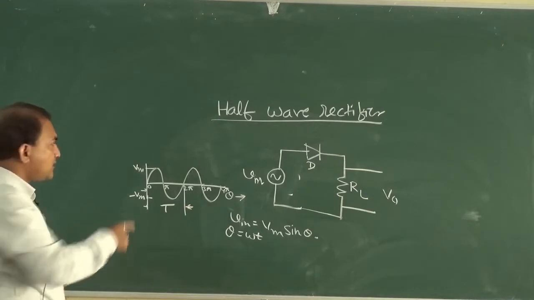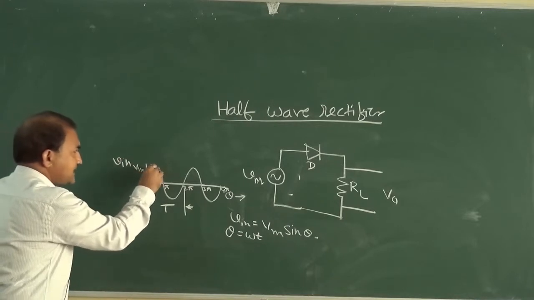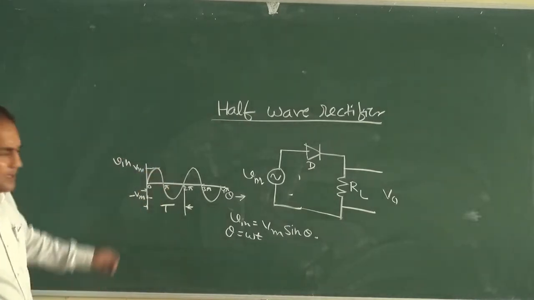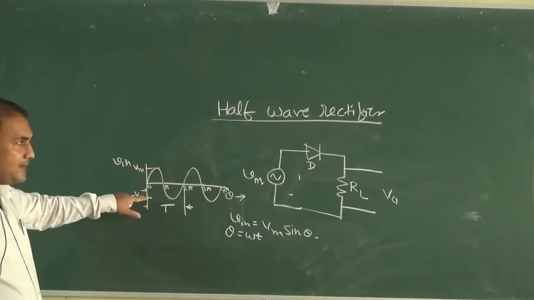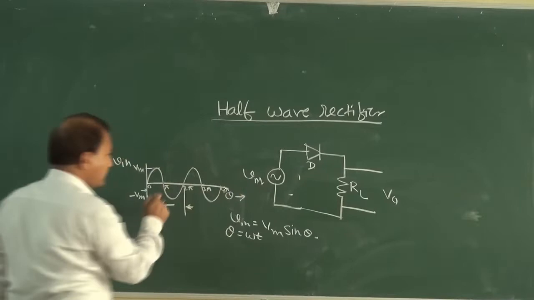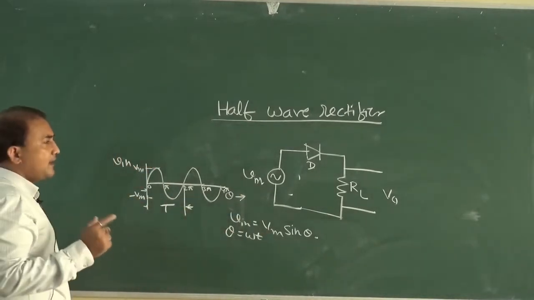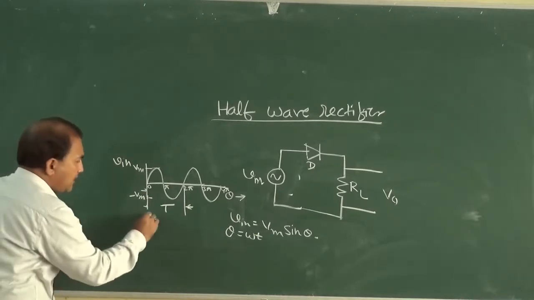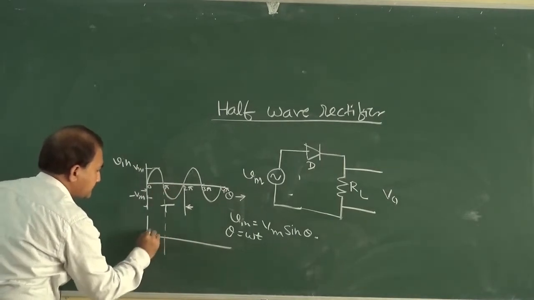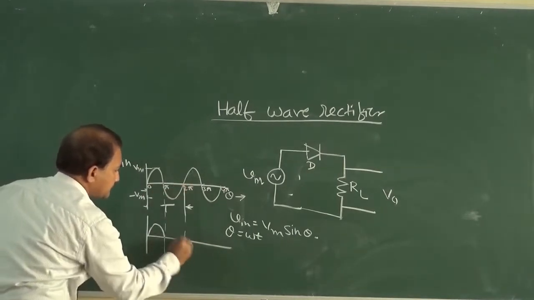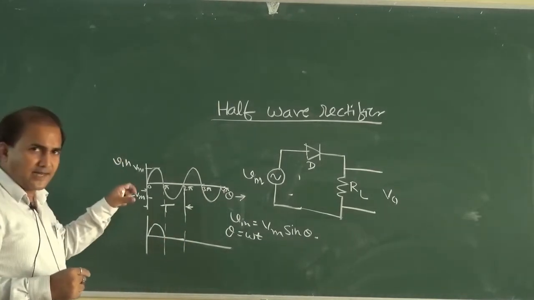It is clear? So this is V in and this is peak amplitude of V in. This is plus Vm and this is minus Vm. V in is equal to Vm sin theta, where theta is equal to omega t. Now in the output, the waveform will be like this. You have seen in previous class all these.